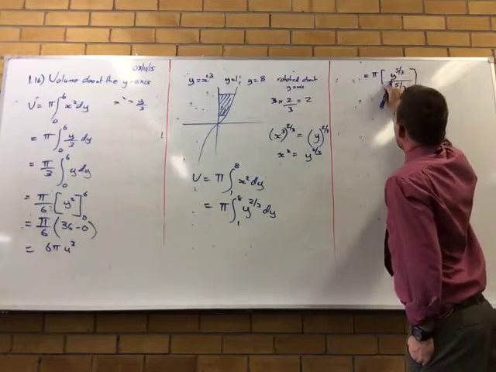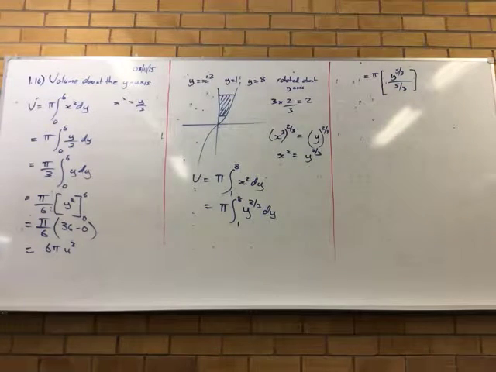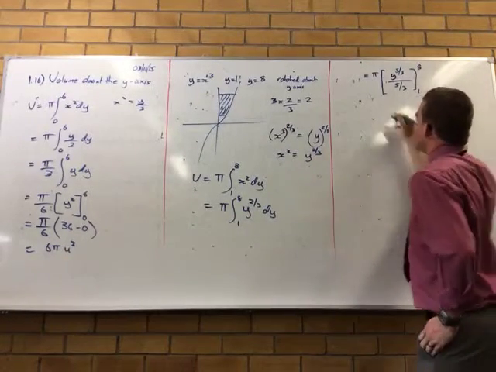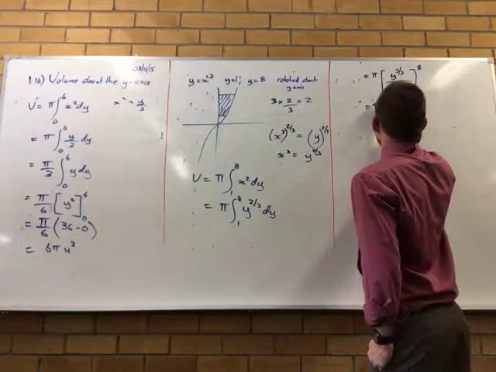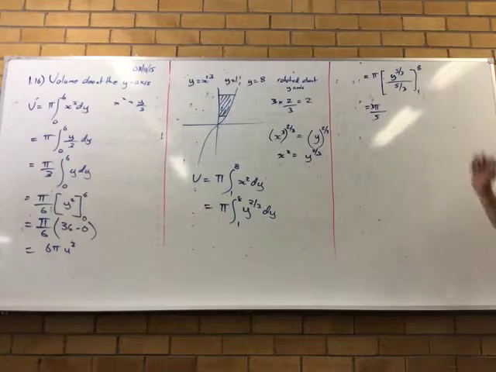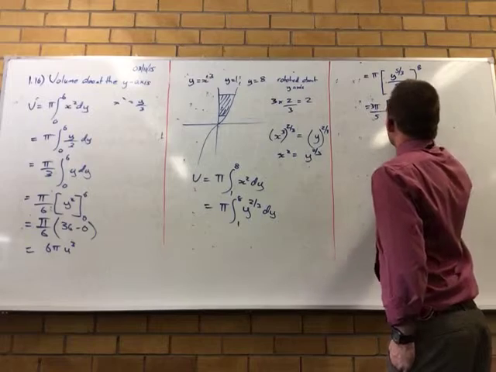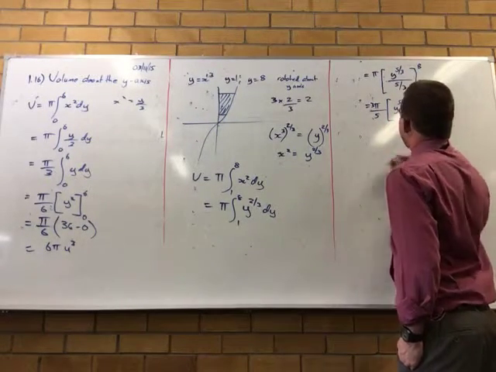Imagine other students who are watching these videos and thinking, well, these guys can't even do math. Alright, pi, so it's going to be 3 pi on 5, so dividing by a fraction, we multiply by the reciprocal, of y to the power of 5 over 3 from 8 to 1.